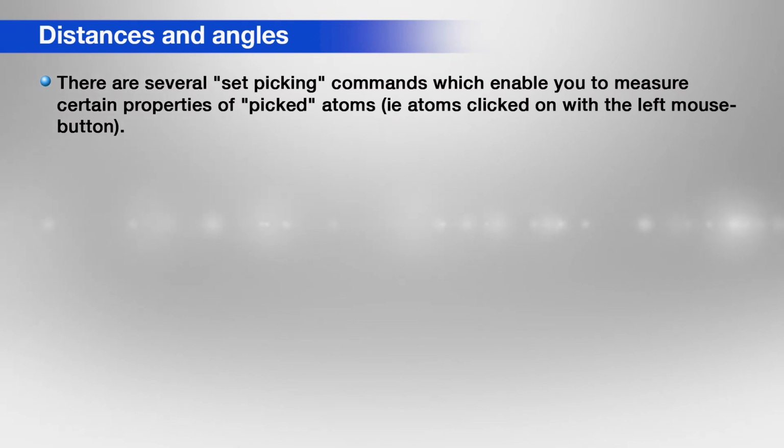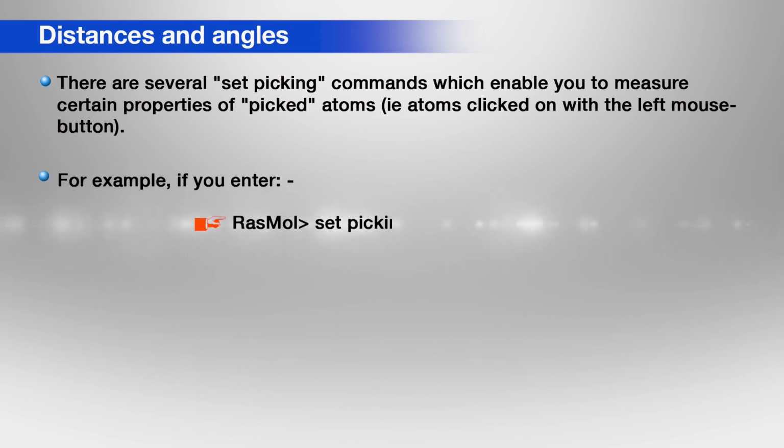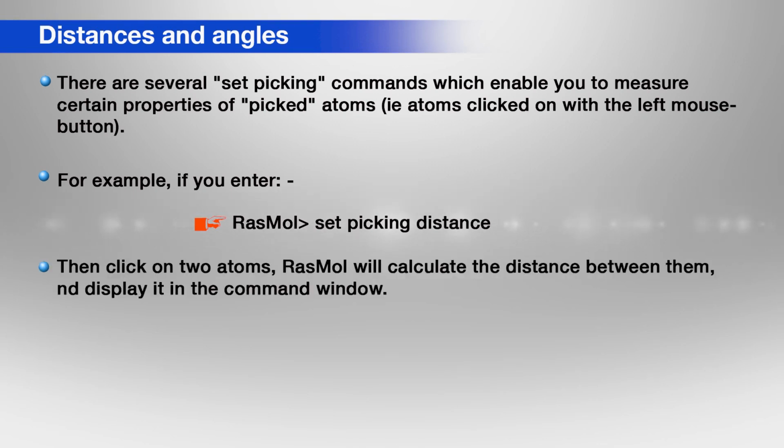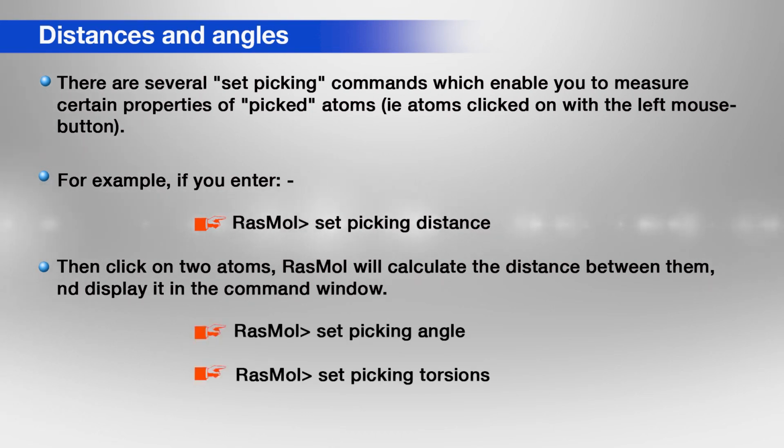Distance and angle commands. There are several set picking commands which enable you to measure certain properties of picked atoms. Atoms are picked by clicking on them with the left mouse button. For example, if you enter the command RasMol set picking distance and then click on 2 atoms, RasMol will calculate the distance between them and display it in the command window. For angles, the command is RasMol set picking angle.